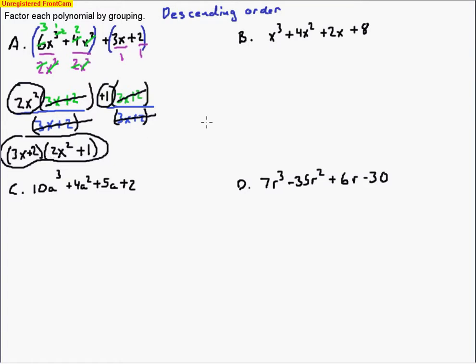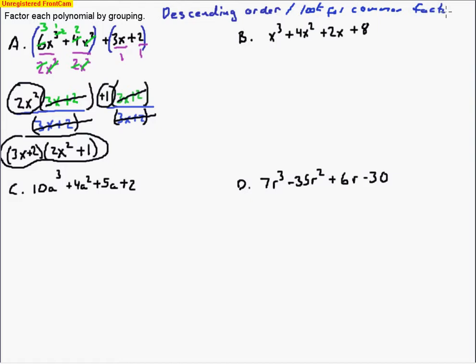Well, let's take a look at this one. Again, we're trying to factor it. So we're taking a look at the terms, see if they're in descending order. Look for common factors. Let's write that down too. Look for common factors.